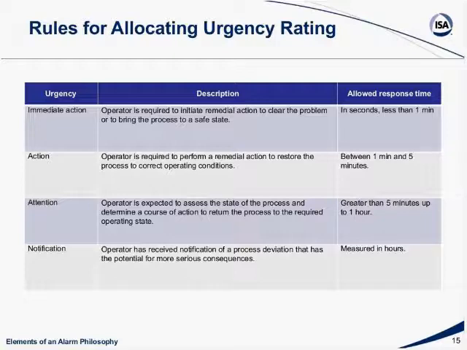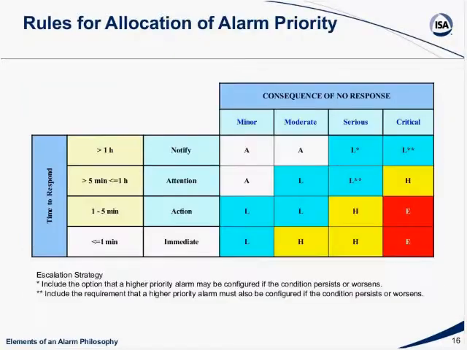So now we've got our consequence rating, we've got our urgency rating, and then from these comes the alarm priority. So you can see this matrix here. Across the top, you've got our severity rating: minor, moderate, serious, critical. And on the left-hand side, you've got the time to respond: notify, attention, action, immediate. And somewhere, your alarm you've rationalized will fit into here.